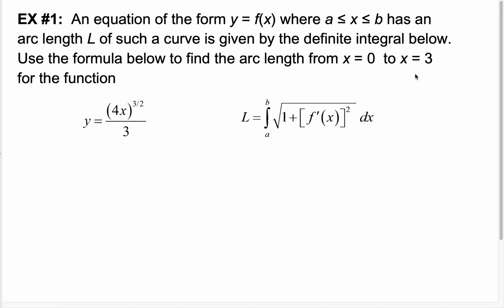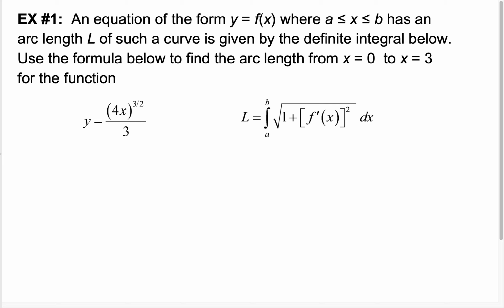Here's an example. For an equation of the form y equals f of x, where x is in between a and b, the arc length L of such a curve is given by the definite integral below. We're going to use the formula below to find the arc length from x equals 0 to x equals 3 for the function. This is kind of a review of what we've already done, and this isn't even dealing with parametric yet. This is just refreshing your memory on how to find the arc length.